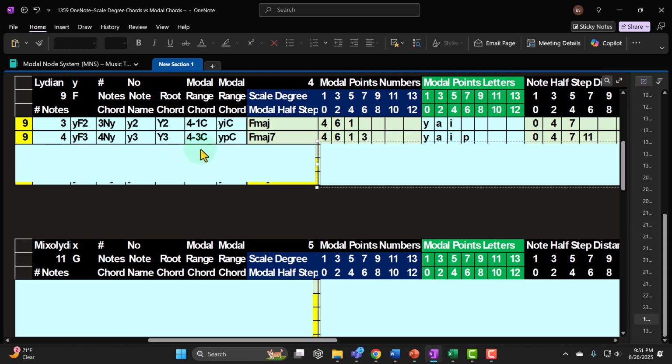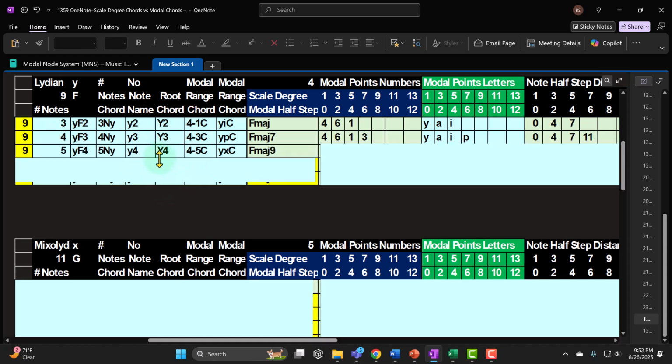The range could be named, which would be a 4-3 chord, meaning start at the 4, the Lydian, and take every other node until you get to the 3, which would give you Lydian, Aeolian, Ionian, and then Phrygian, which could be named a Lydian Phrygian chord, right?